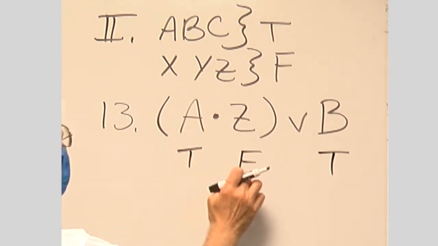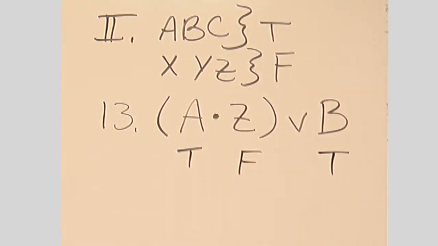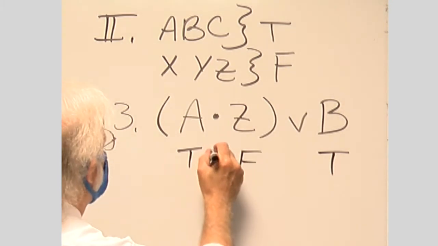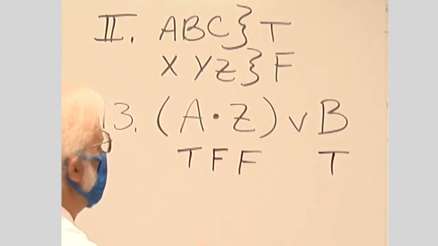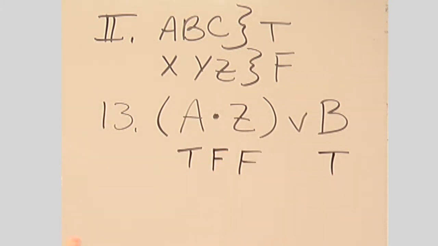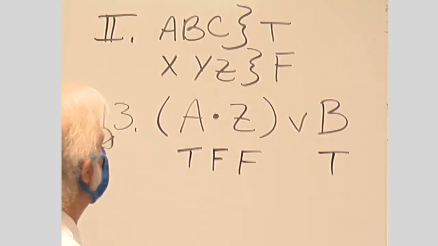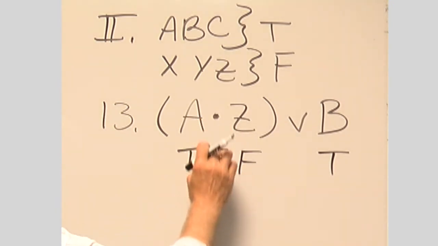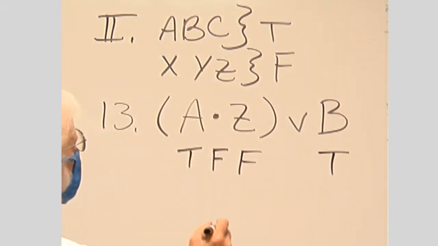True dot false will make that dot false. Why? Remember, the dot is picky. It demands both sides have got to be true for the dot to be true. That's what the truth table in 3.2 had shown us. So this dot is false.